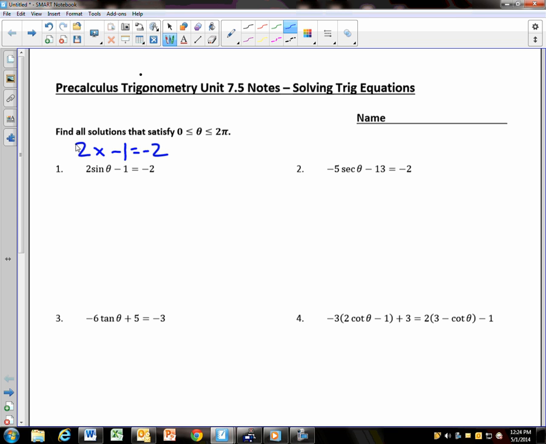Our goal is this. Instead of solving 2x minus 1 equals negative 2, we're going to solve 2 times the sine of theta minus 1 equals negative 2. We want to know what angle measures satisfy this equation that are between 0 and, we'll say, 360 degrees. You could be asked to solve for between 0 and 2 pi. That would be radians, but we're going to do 360 degrees.